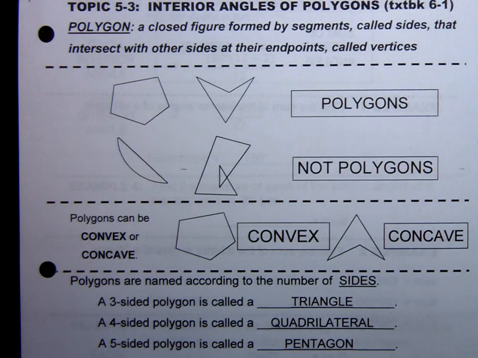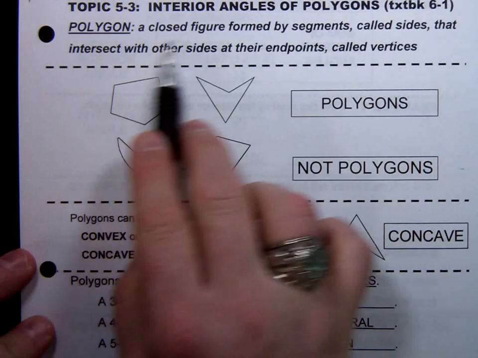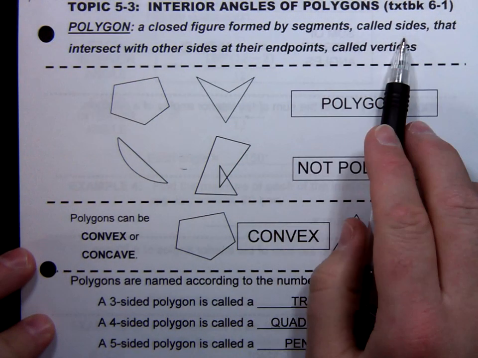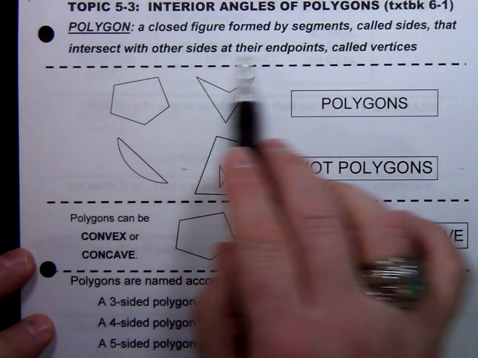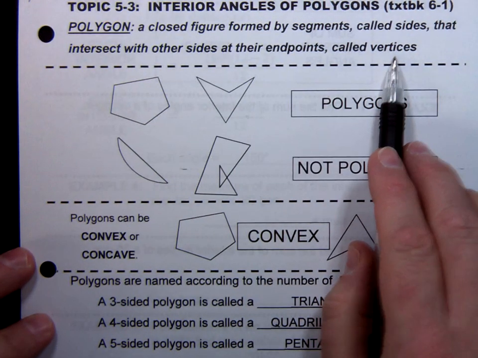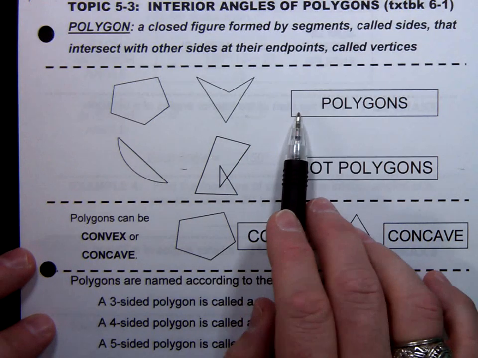Alright, we're talking about interior and exterior angles of polygons today. First, a polygon is a closed figure formed by segments called sides that intersect with other sides at their endpoints called vertices. So notice here's a couple examples of polygons.